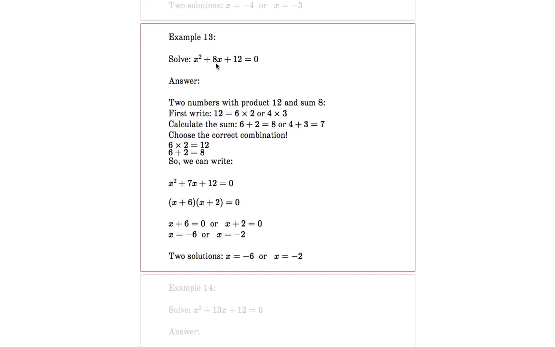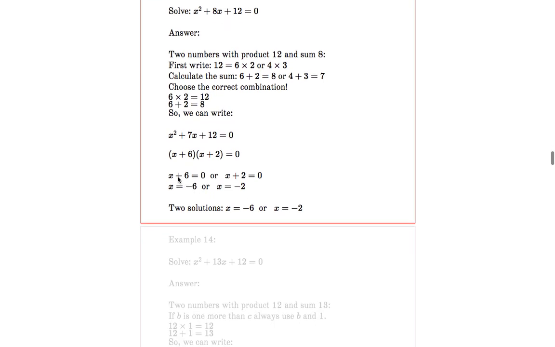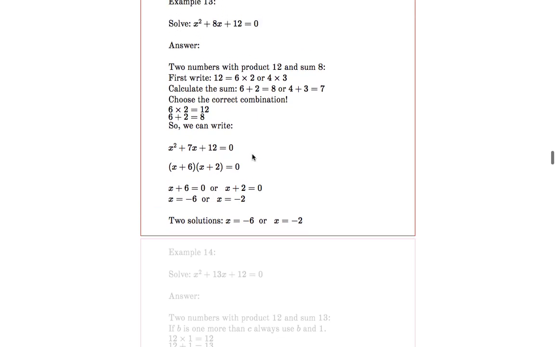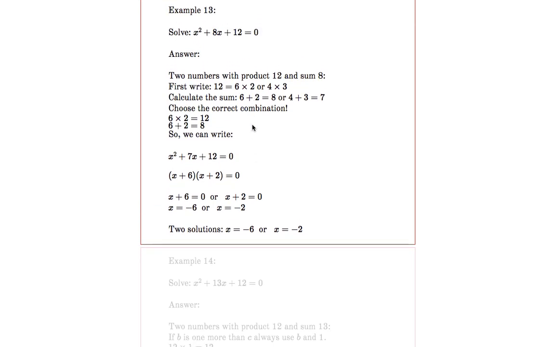Another example, I just changed the 7 into an 8, so now we use the 6 and the 2, because 6 plus 2 is 8, and 6 times 2 is 12. So then we have x plus 6 is 0, or x plus 2 is 0. So we have x is minus 6, or x is minus 2. Two solutions found with the sum product rule.